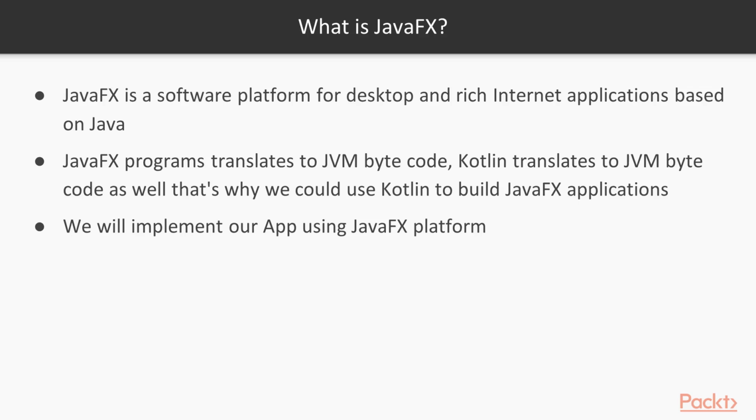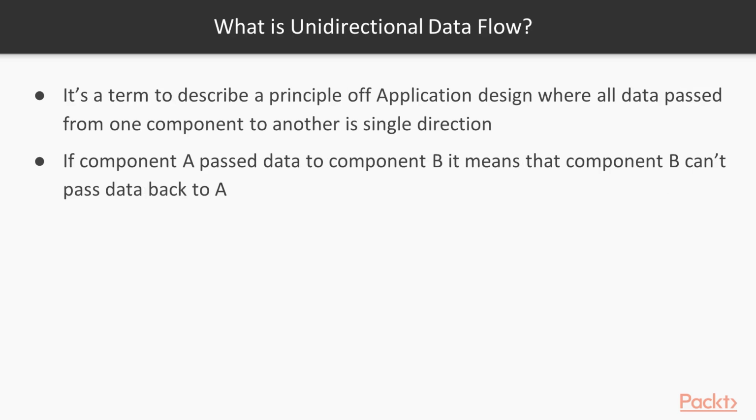We'll implement our simple app using the JavaFX platform. And don't worry if you don't have previous JavaFX experience. It's not necessary for this course. Unidirectional data flow is a term to describe the principle of application design where all data passes from one component to another in a single direction. It means that if component A passes data to component B, B can't pass it back to A.